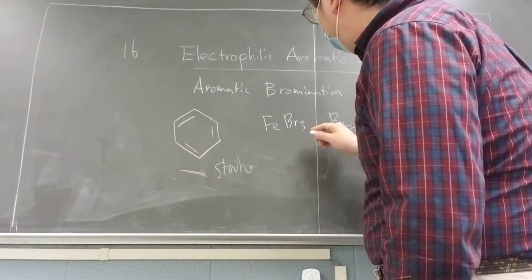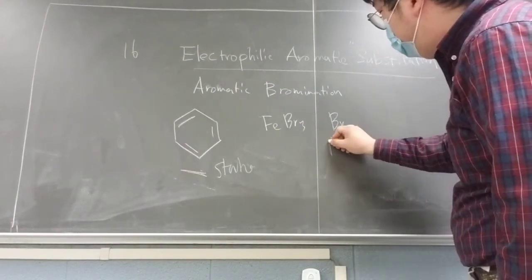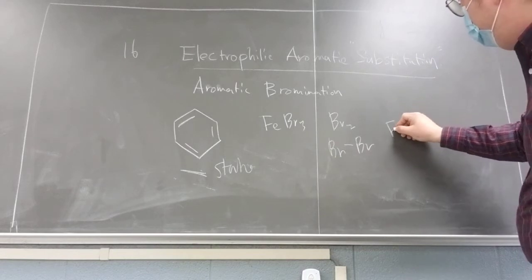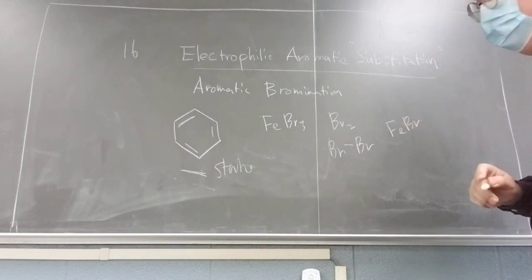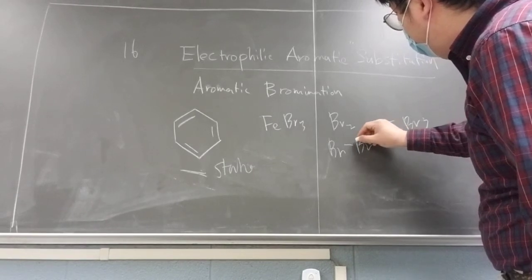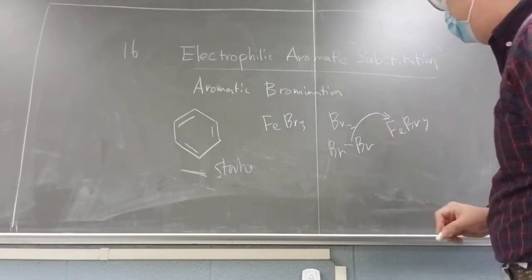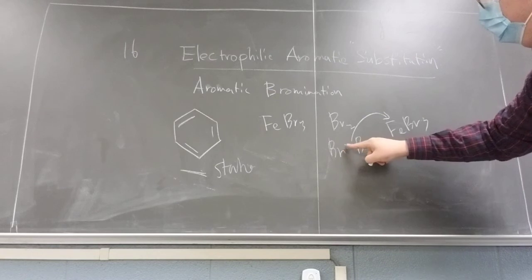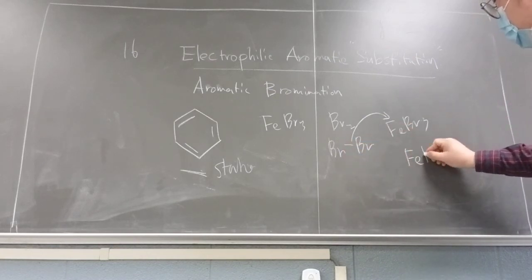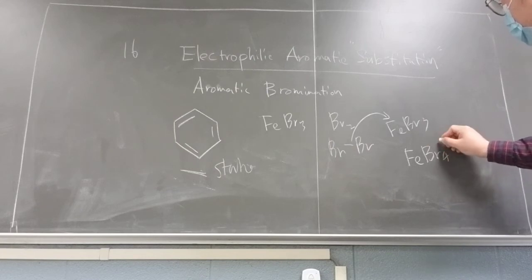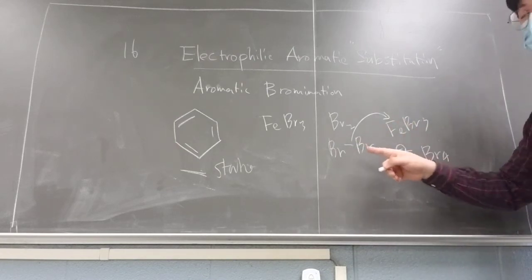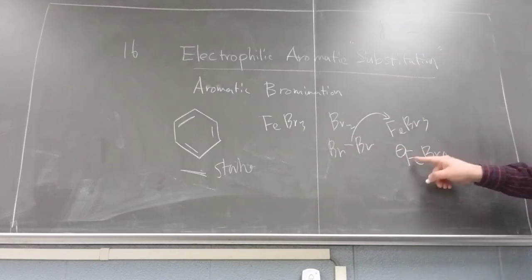Okay, so if we do this one, this is bromine over here, right? And we have iron(III) bromide here, and then it goes to here. So this pair of electrons goes to here, so that makes iron tetrabromide negative. Because it now has four, it's negative.